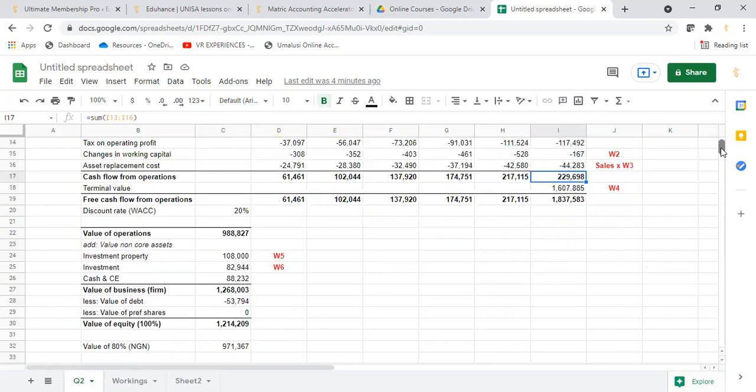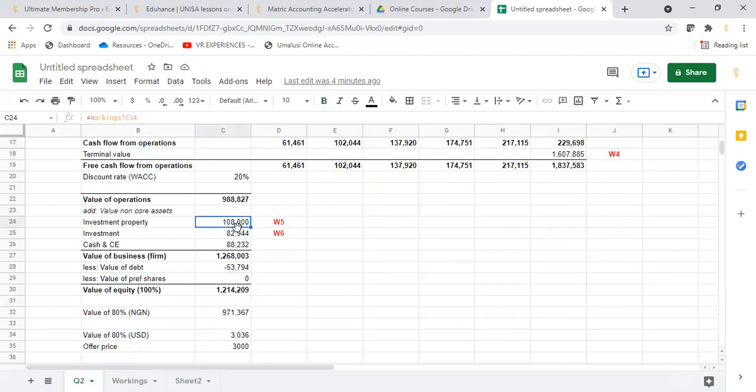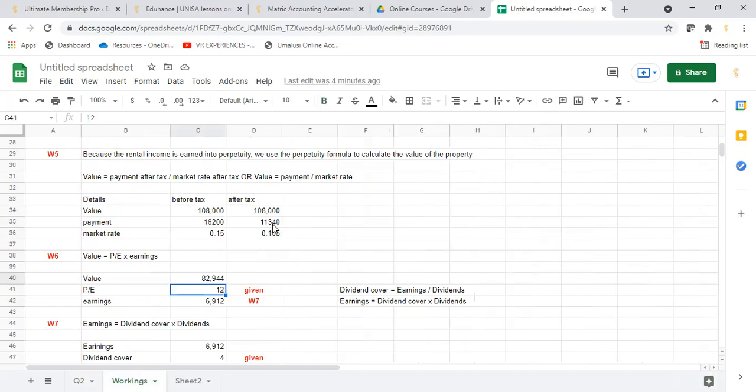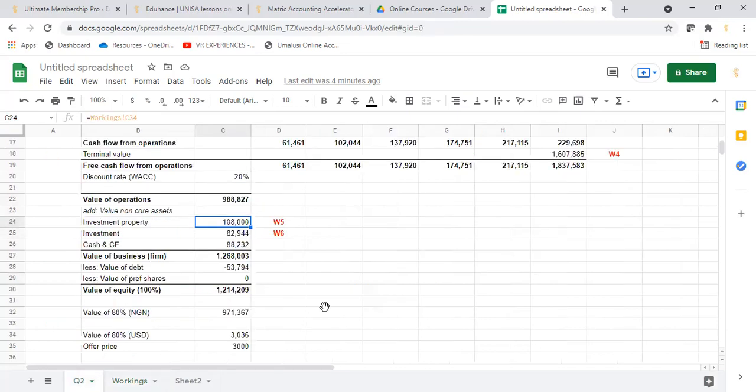And then what they also made a mistake in is the investment property. For example, in the investment property, they said 1600, they took that, 1600 times 0.7. But then they divided it by the market rate of 15%. If you take an after-tax number for payment, your market rate must also be after tax. So at this point they're taking a payment after tax and a market rate before tax. It's apples with bananas, not apples with apples. So that's another mistake. You might just ask them why they're doing that.